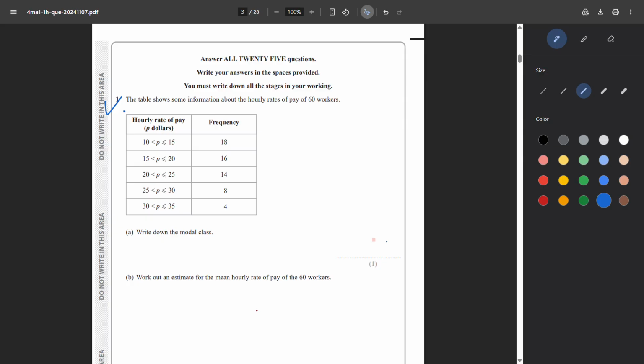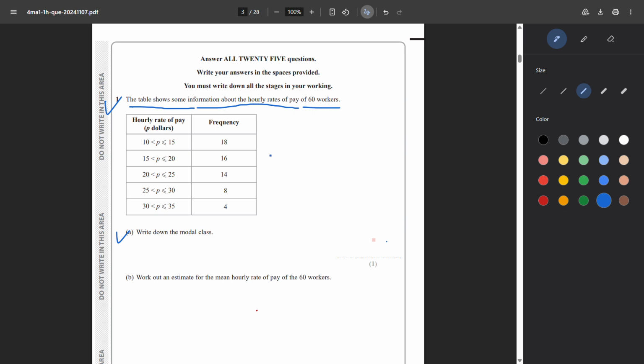In question number 1, what have they mentioned? The table shows some information about the hourly rates of pay of 60 workers. They have given you the interval and the frequency. The question is, write down the modal class. We have to find the modal class. Okay, we have to find the interval.